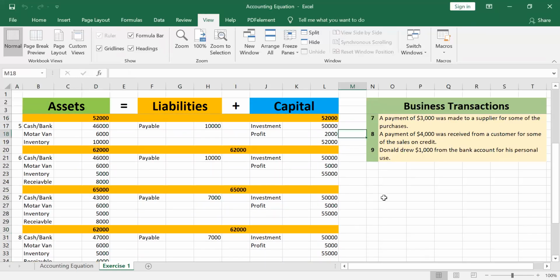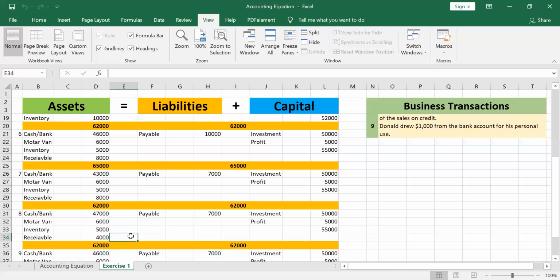Now we are moving towards transaction number 8, which says a payment of 4,000 was received from a customer for some of the sales on credit. Do you remember the receivable we had of 8,000? Now that person has paid us 4,000 from it. So we'll reduce the receivables, and the remaining receivable is 4,000. The cash we had was 43,000. 4,000 will be added to that, and the new cash is 47,000.